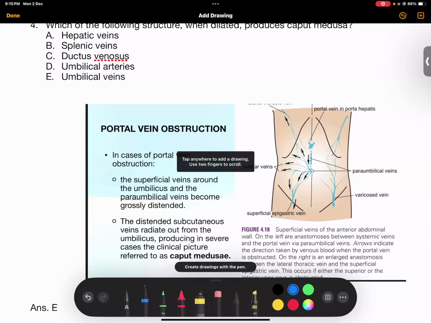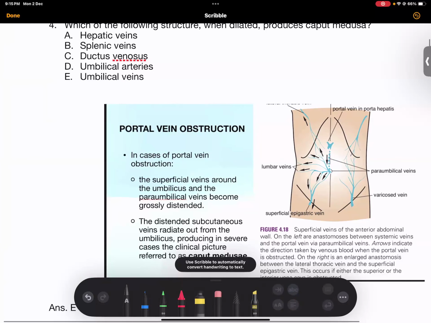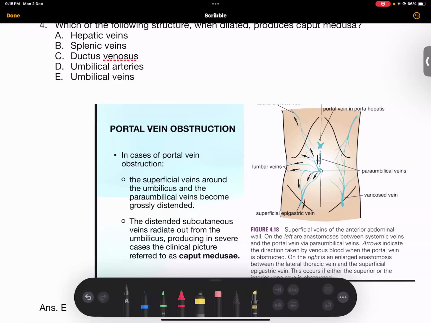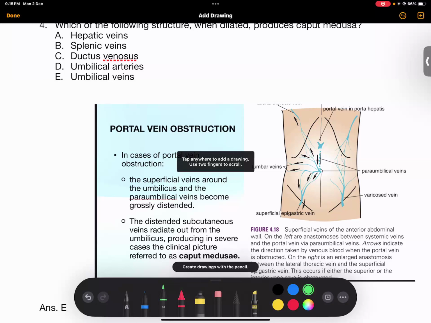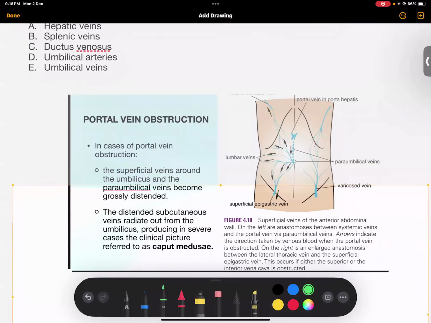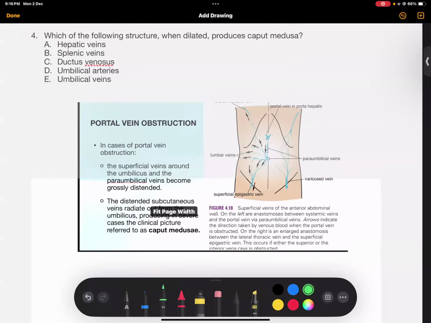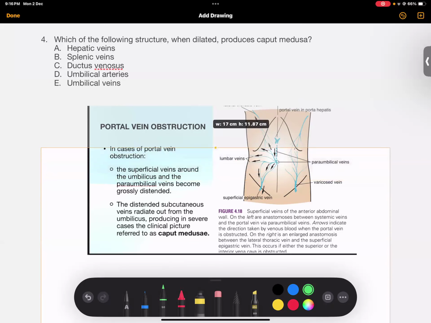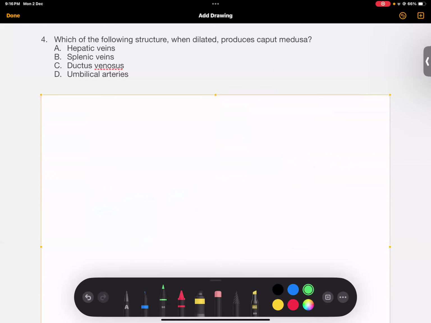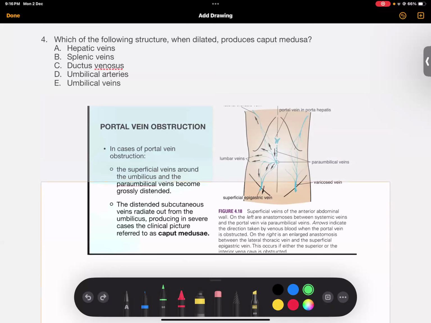Why is it not working? Just a minute, I am just selecting two fingers to scroll up anywhere. I have to tap first. That is a difficult thing. No, just forget this drawing.